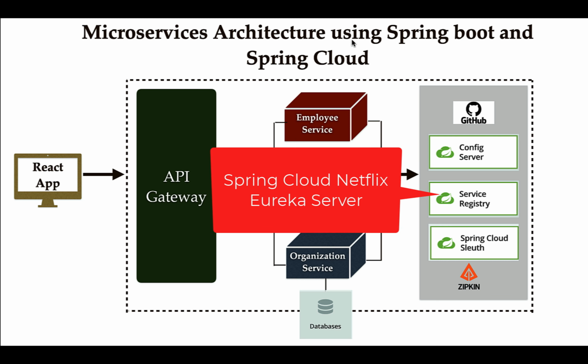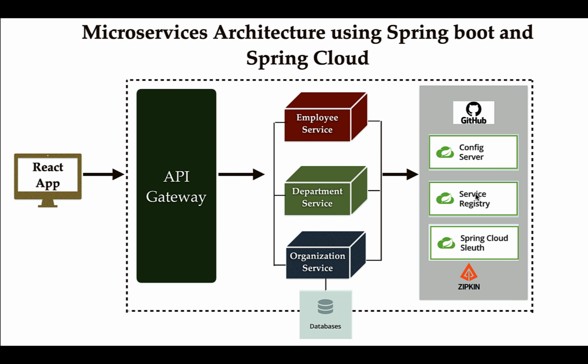Well, Spring Cloud provides the Spring Cloud Netflix Eureka based service registry module that we can use to implement the service registry and discovery pattern in our microservices project. Well, service registry and discovery is a very essential pattern that we can use to avoid hard coding hostnames and ports. Next, we will implement a config server to externalize the configurations of all these three microservices into a central place, that is a Git repository.